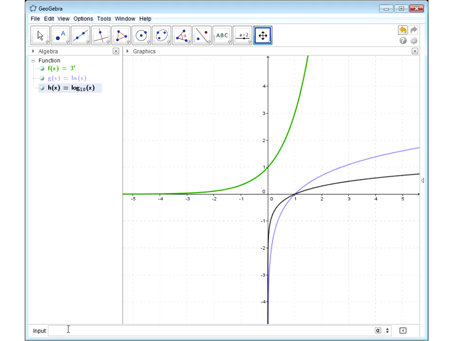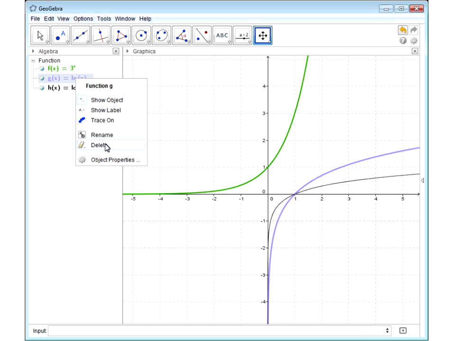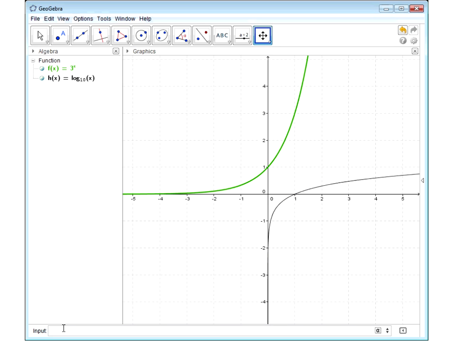All right, so I want log base 4 of x. Let me remove this natural log here. Log base 4 of x. So I'm going to do y equals log, open parenthesis. Remember, it's always base, comma, argument. So if I want my base to be 4, I put 4, comma, x, close the parenthesis, enter. Interestingly enough, it's not very different, is it?